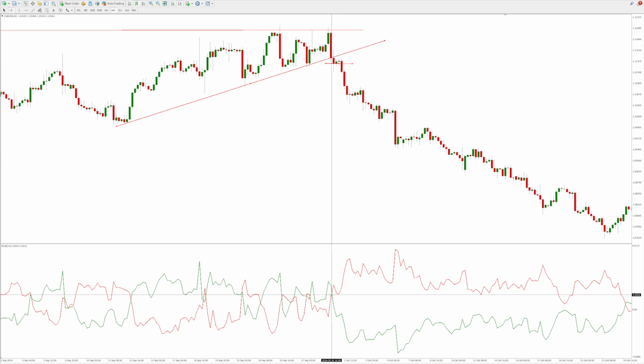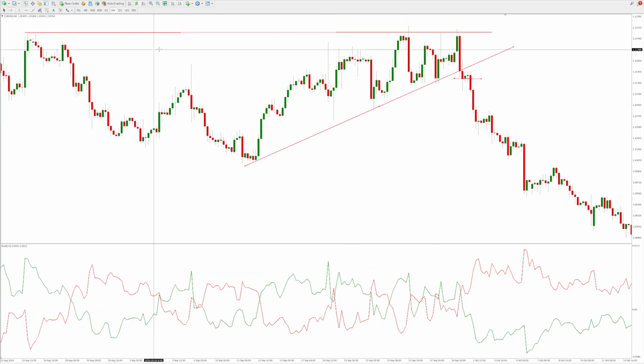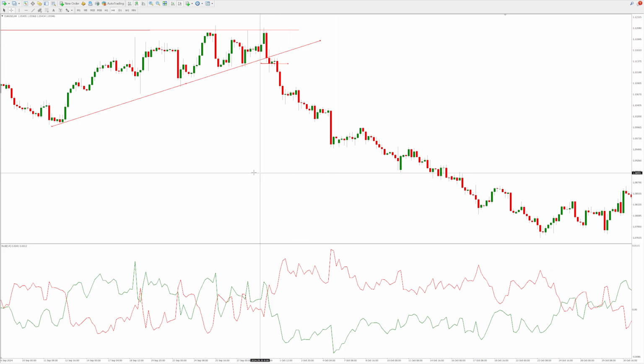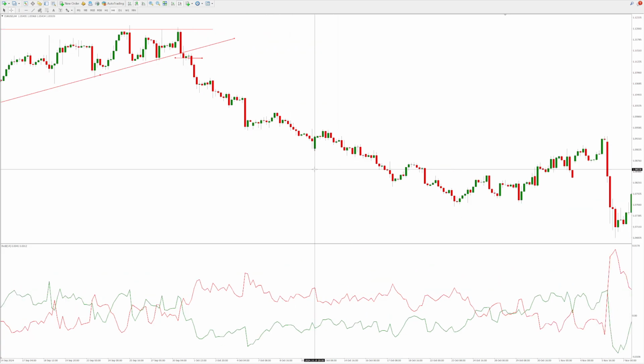I wouldn't trade every single cross of the red and the green, the cross of the bulls and bears in the indicator here, simply because if you do that, you can end up getting whipsawed in and out of the market. We first want to establish the trend, which is what we're doing here with our support and resistance, and then we get our breakout and we're in a downtrend. From then on, we can start looking for sell trades.